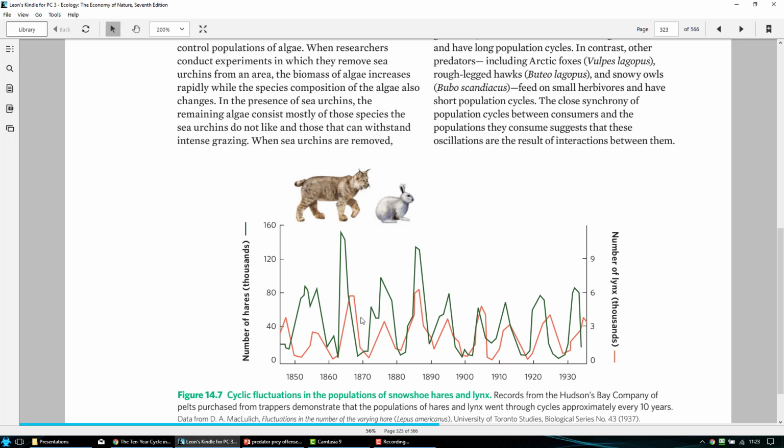Yeah, you're only going to see this if you have a prey whose principal predator is one species and vice versa. It's not true here. Snowshoe hare are also fed on by hawks and by great horned owl, but apparently those are minor levels of predation relative to the predation from the lynx.